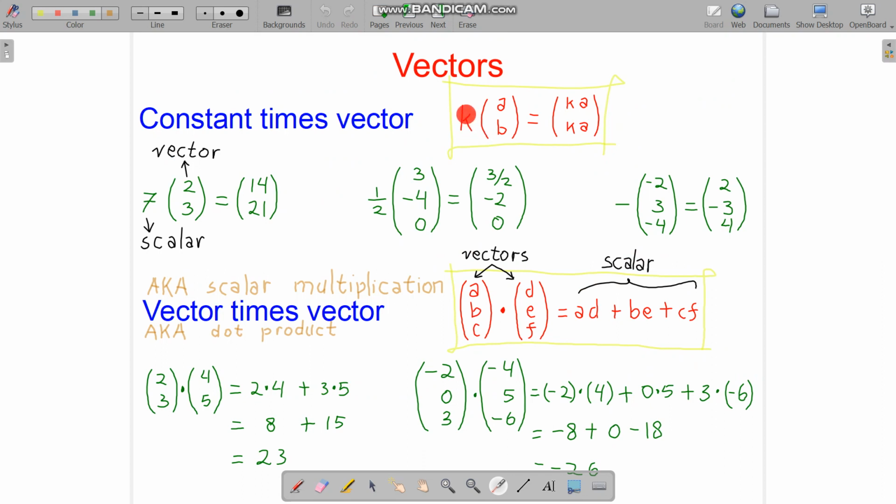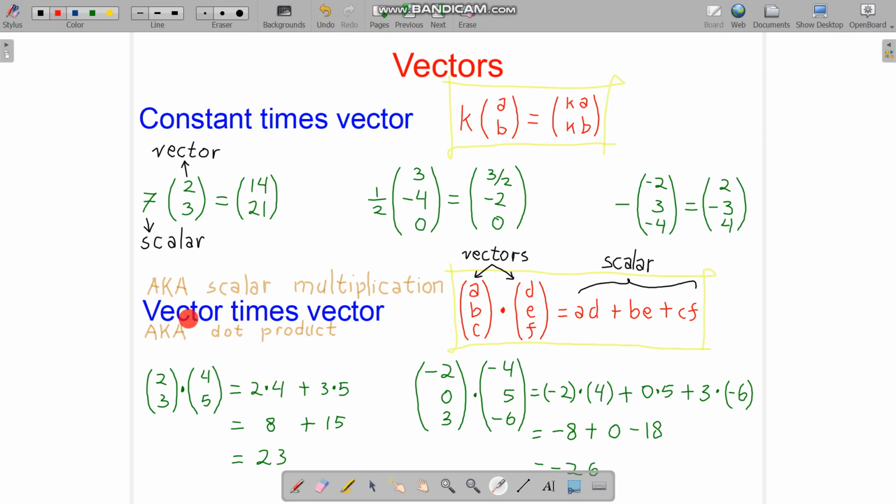And constant times vector, so we have a number times a vector. This is like a scalar constant times a vector. We get ka, and for b, kb. And if we have, for example, 7 times (2, 3), we get 7 times 2, 7 times 3, and 1/2 times (3, 2), and so on. So we just multiply. Minus times, we can just multiply.